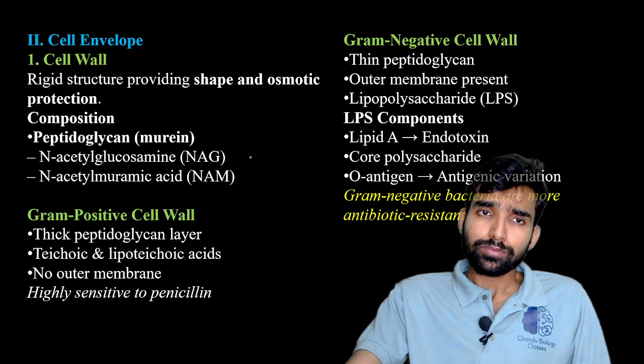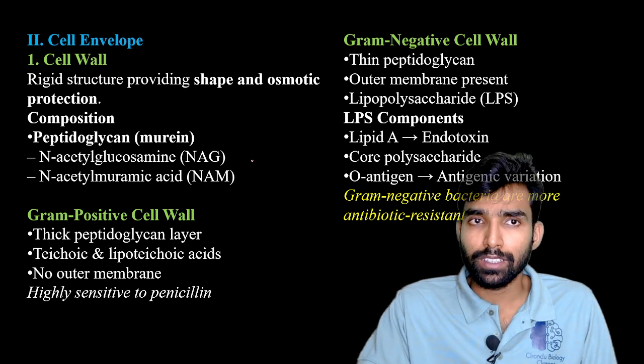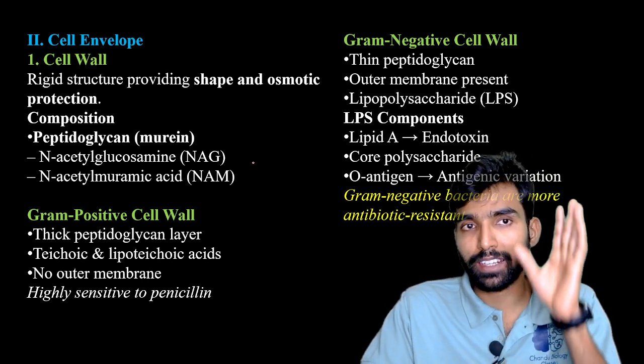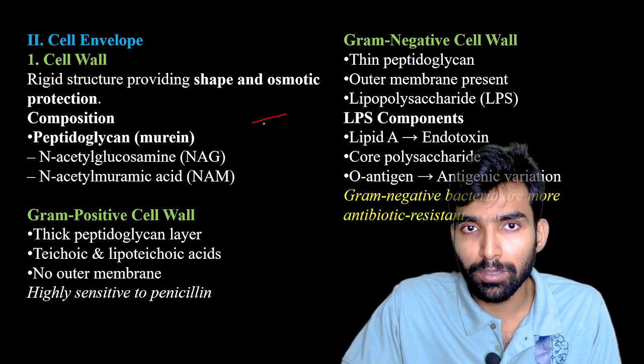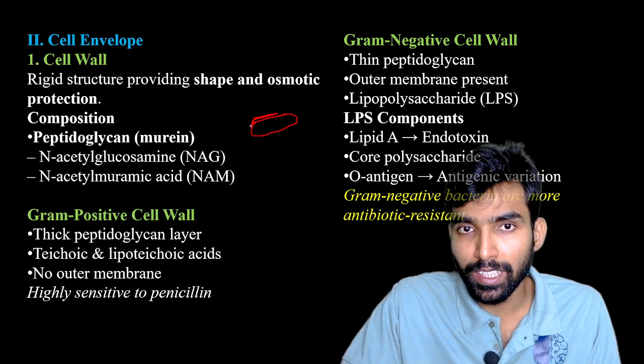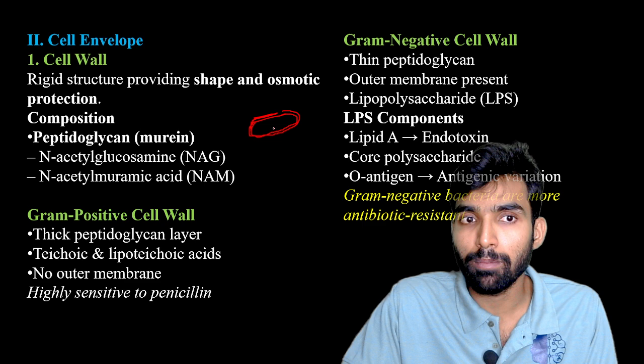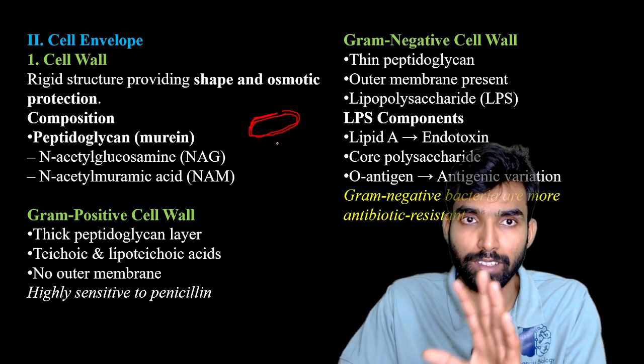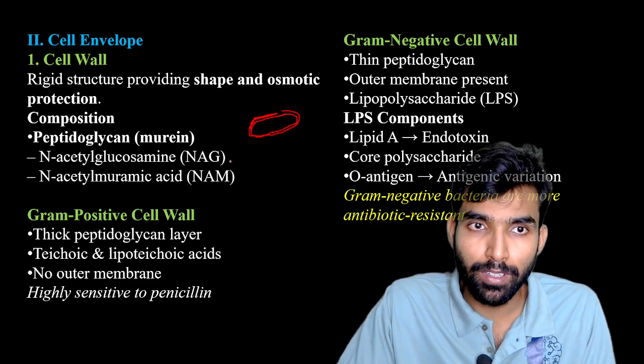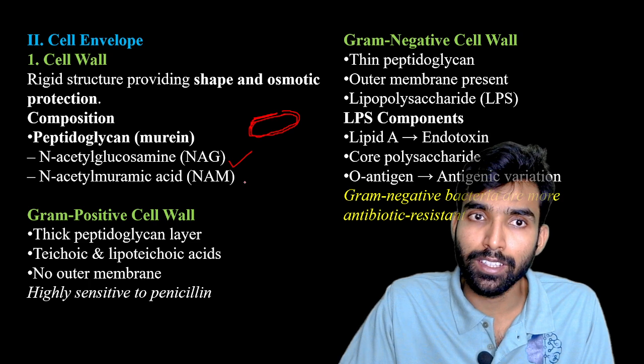Next, cell envelope. First thing that comes to mind is the cell wall. Of course, cell wall means, let's say this is the bacteria and this is the thick cell wall, if it is a gram positive bacteria, which we will discuss here. It's made up of peptidoglycan.